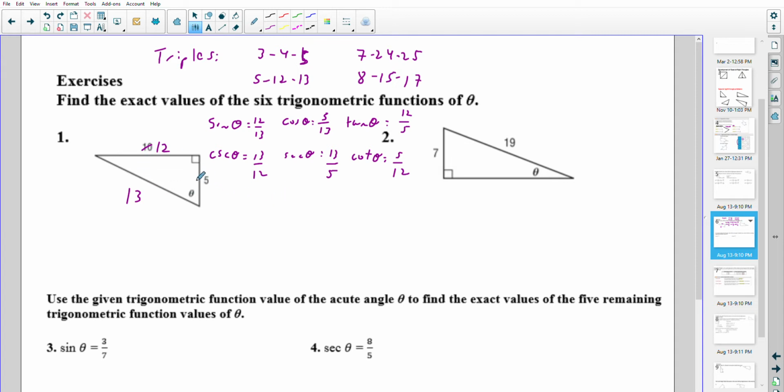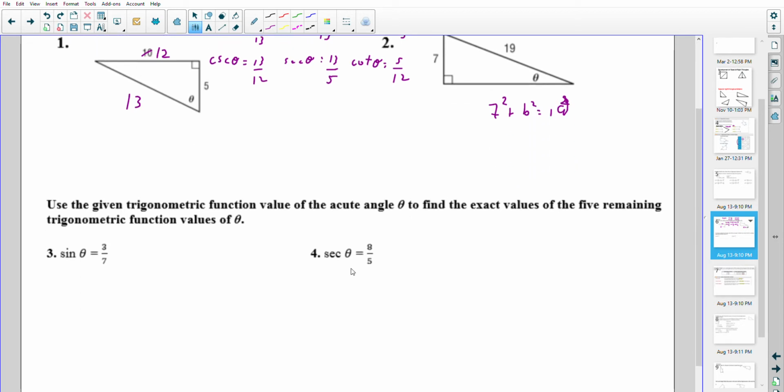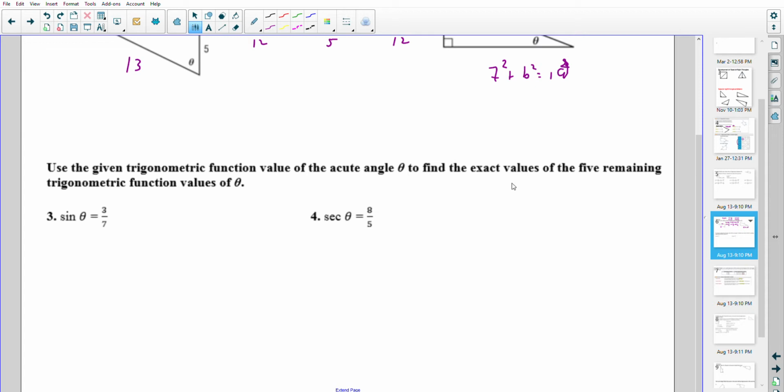If it's not a special Pythagorean triple, then you'd have to use the Pythagorean theorem to figure out this side, right? It'd have to be 7 squared plus b squared equals 19 squared, and you'd have to solve it for your b. You may have problems like this that don't have a triangle, and if you don't have a triangle, you have to make a triangle and get that third side.